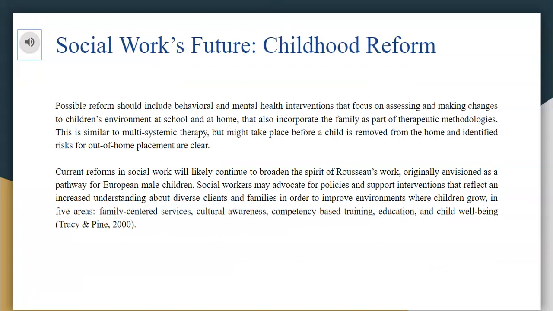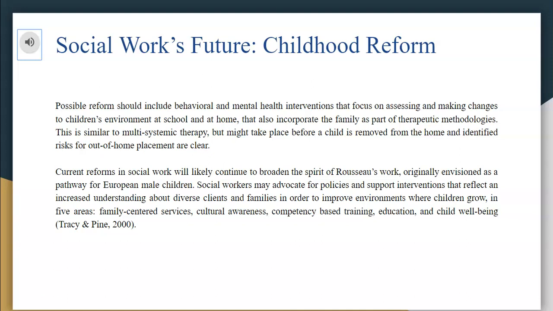Possible reform should include behavioral and mental health interventions that focus on assessing and making changes to children's environment at school and at home, that also incorporate the family as part of therapeutic methodologies. This is similar to multi-systemic therapy, but might take place before a child is removed from the home and identified risks for out-of-home placement are clear.